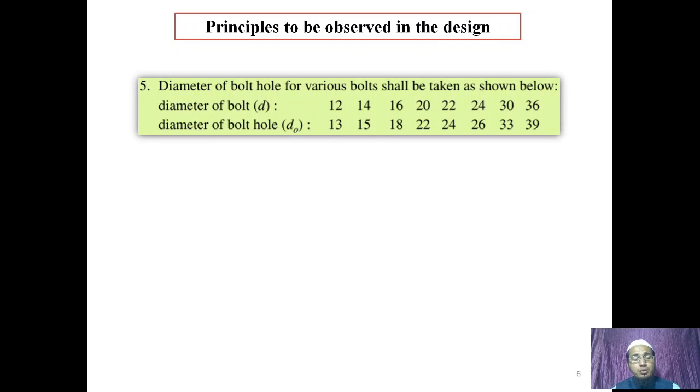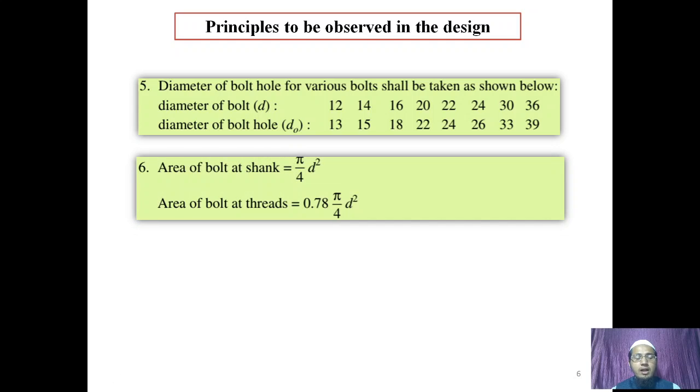Point number 5, we should know the diameter of holes for the different diameters of bolts. For 12 and 14 mm diameter of bolt, the diameter of hole will be D plus 1 mm, that is 13 or 15 mm respectively. For bolt diameter 16 mm to 24 mm, the diameter of hole should be D plus 2, that is 18, 22, 24 and 26 mm respectively. And for bolt diameter greater than 24, or 27, the diameter of hole will be D plus 3 mm. These we should know before designing the connections.